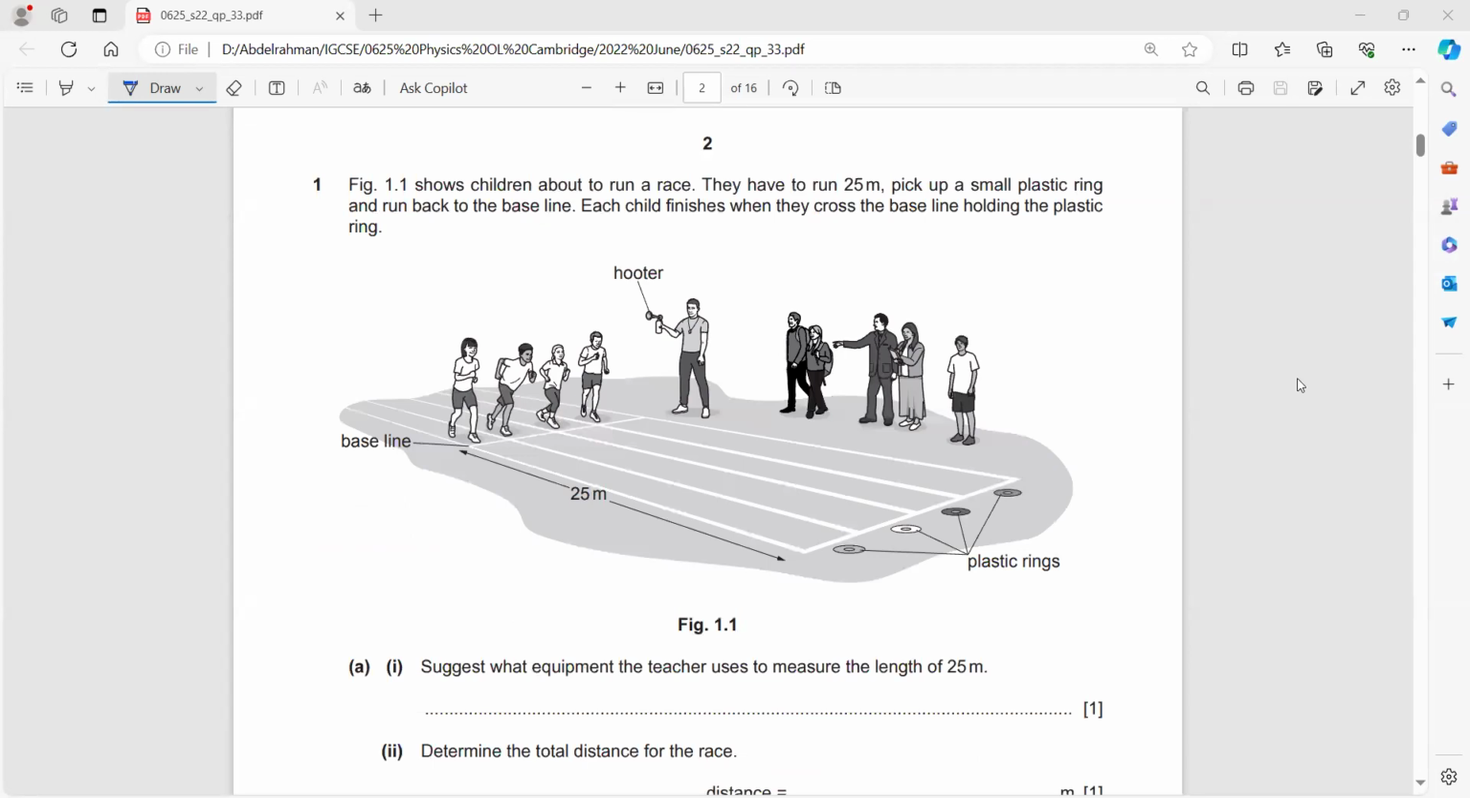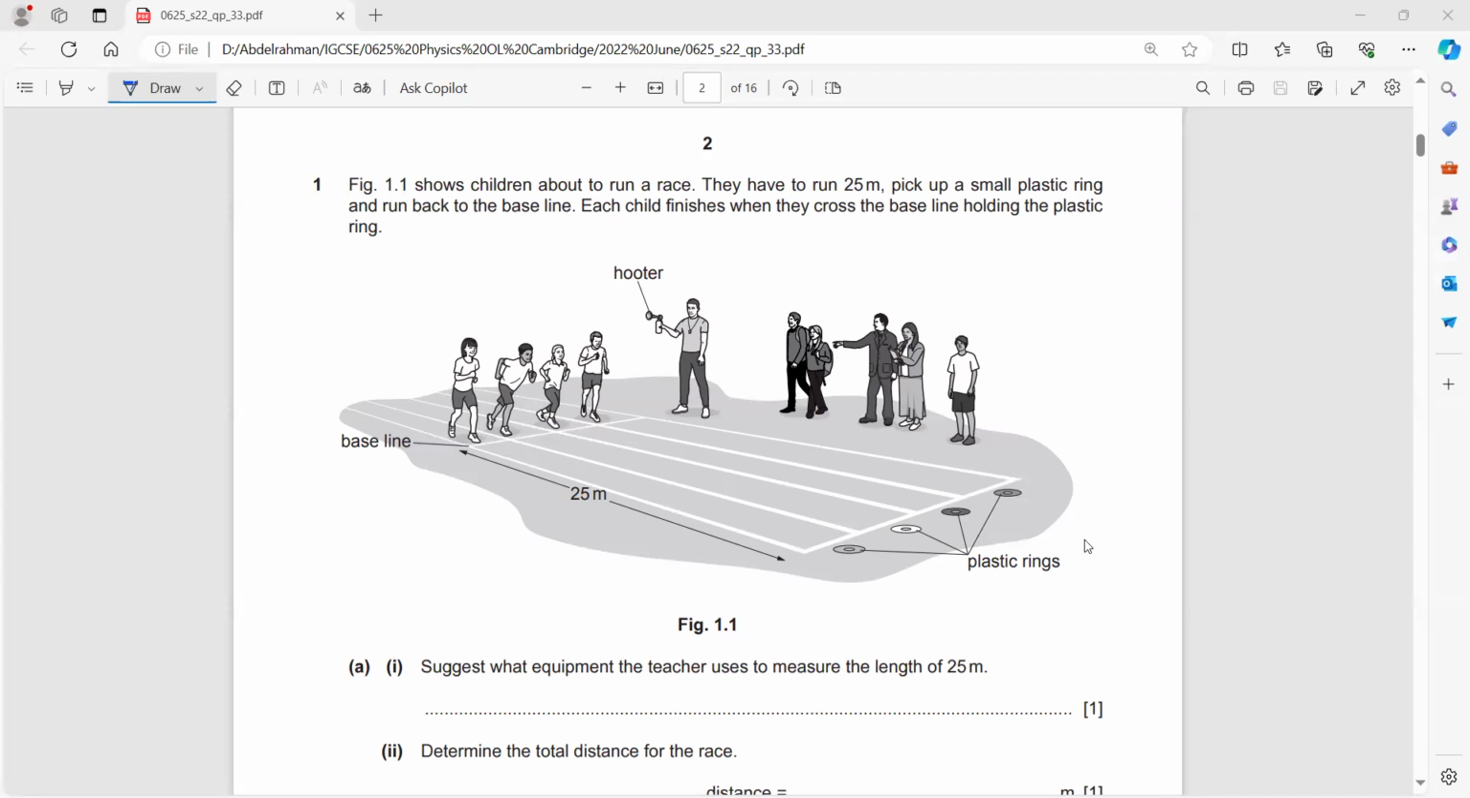First question here: this is a race. Suggest what equipment the teacher uses to measure the length of 25 meters. What is the suitable equipment that the teacher should use to measure these 25 meters? Go ahead, say it. Measuring tape. Yes, of course, measuring tape.